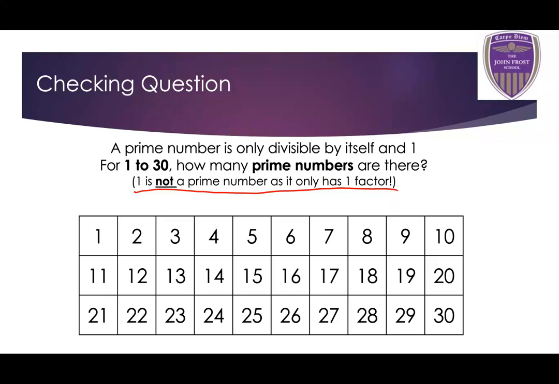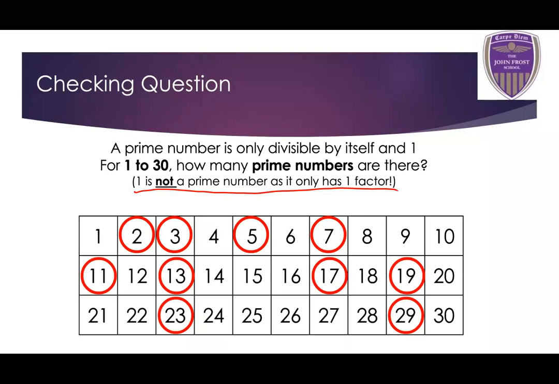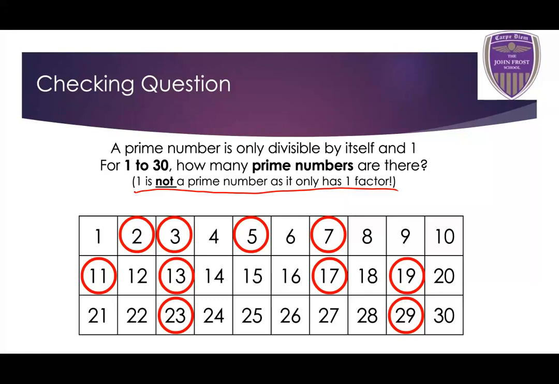Okay, and the answers are between 1 and 10, the prime numbers are 2, 3, 5, and 7. And then the rest of them are 13, 17, 19, 23, and 29. So very well done if you got those prime numbers, okay?